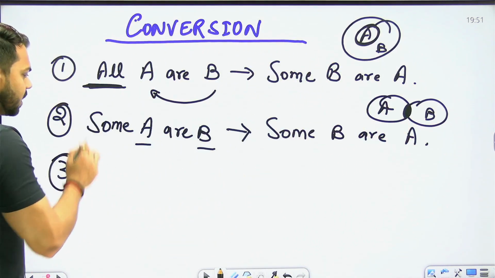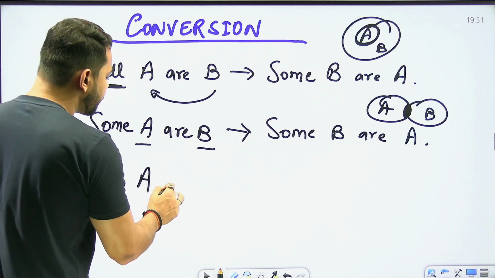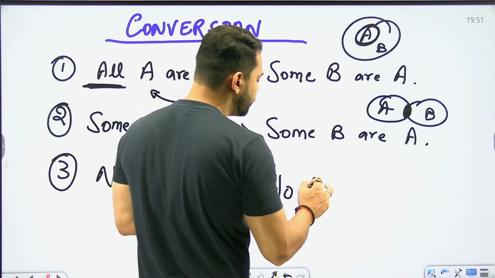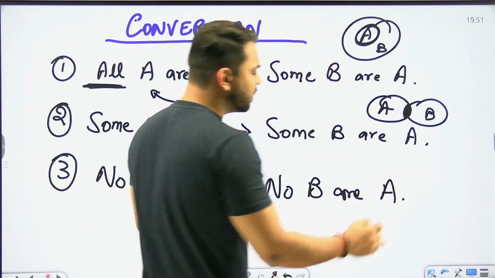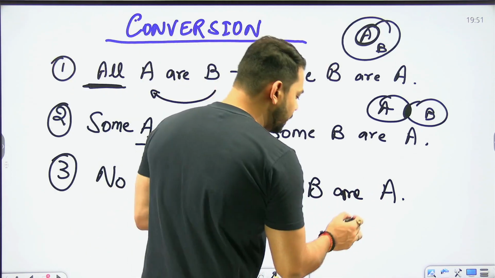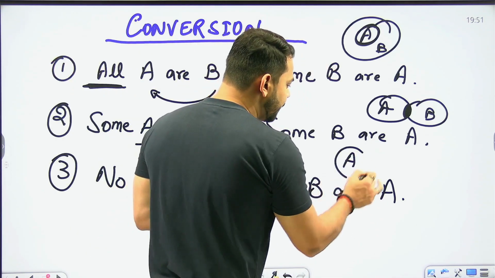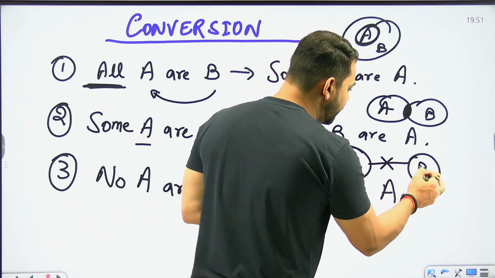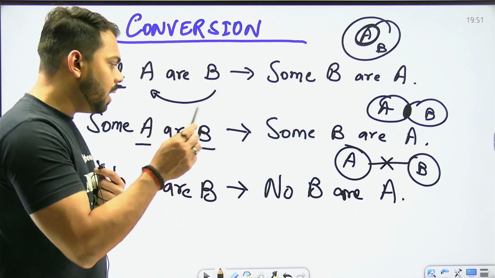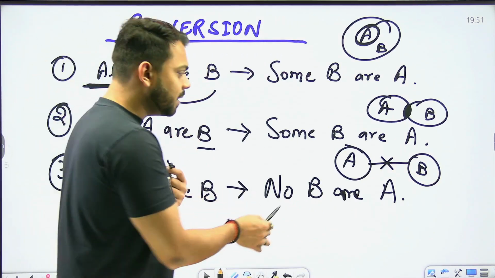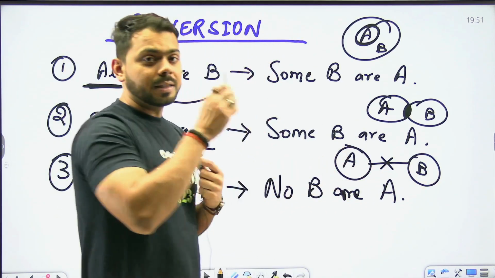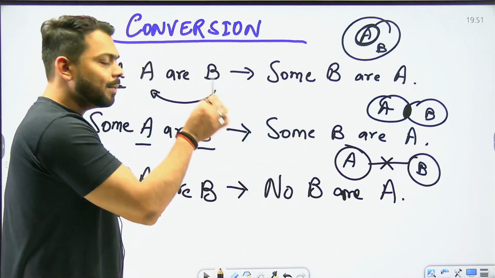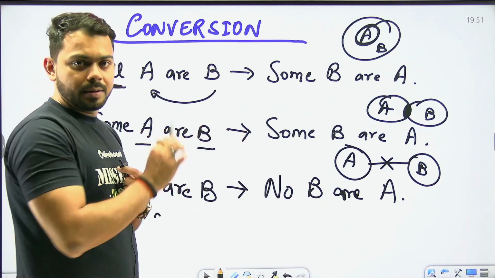The third one is, if it is written no A are B, then the conversion will be no B are A. For example, if it is given in the Venn diagram that A is not related to B, there is no relation of A with B. If it is given no A are B, then there is no relation of A with B, and it is also defined that no portion of B is also A. None of the portion of B is also A, right?